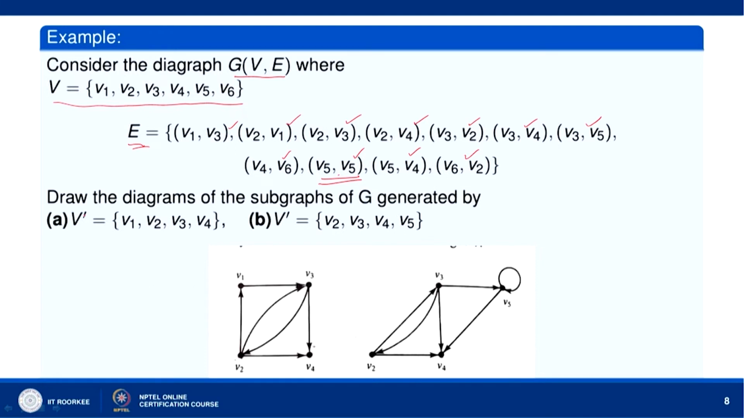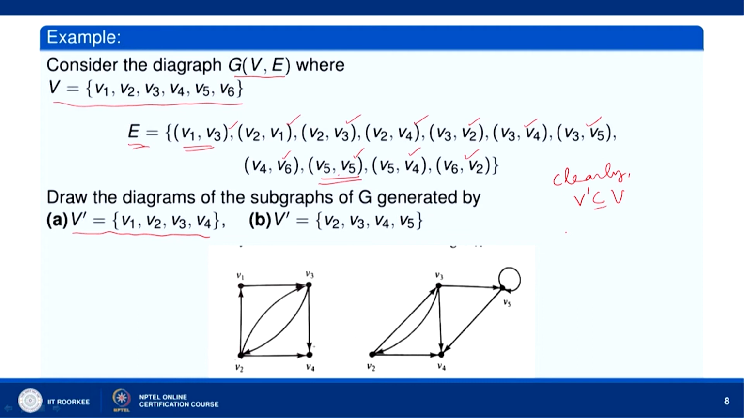Now, let us draw the diagrams of the subgraphs of G generated by B1, B2, B3, B4. So, B1, B2, B3, B4 is clearly a subset of B. Clearly, B dash is a subset of B. We have to draw the diagram of the subgraph of G generated by B1, B2, B3, B4. So, we have to find all those edges of E whose endpoints are B1, B2, B3, B4.